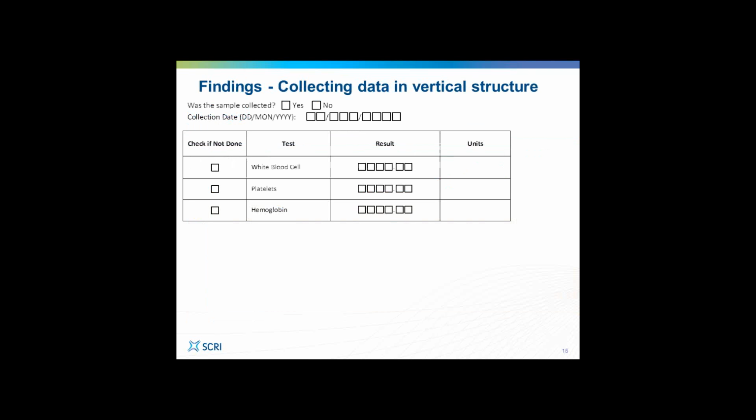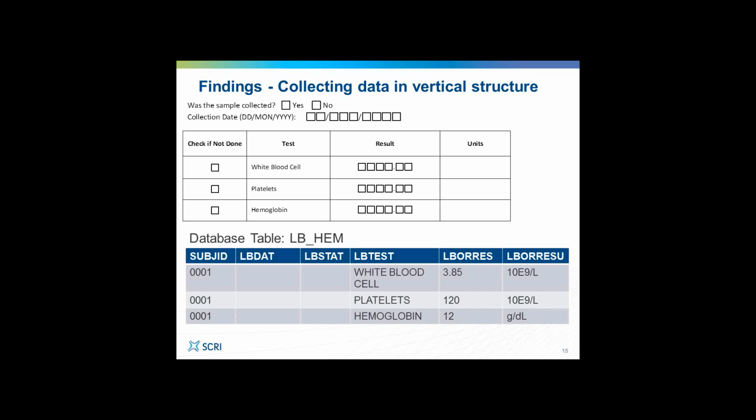Another possibility for the findings domain is to collect the data already in a vertical structure. So it starts to mimic what the SDTM data set would look like. So you may have your laboratory test, the results, and the units already mapped in a vertical structure in your database. However, this may pose some problems as well because, for example, the lab collection date is only for one record while you may have multiple tests on the same page. So your LB date, how do you put that into the data set? That's a question.